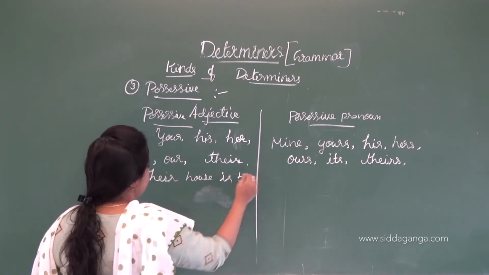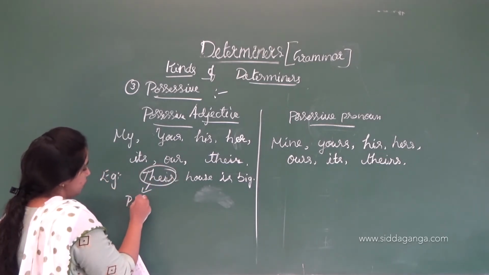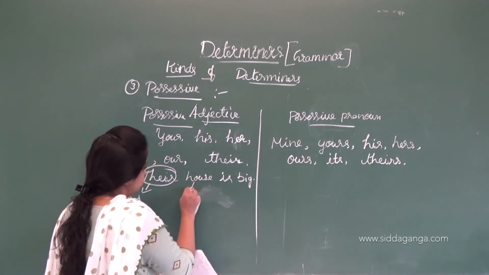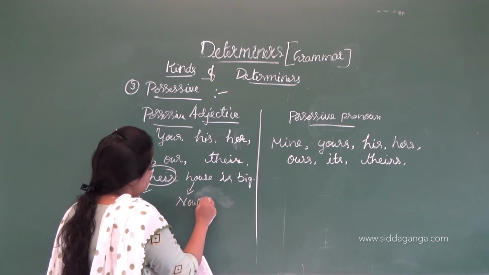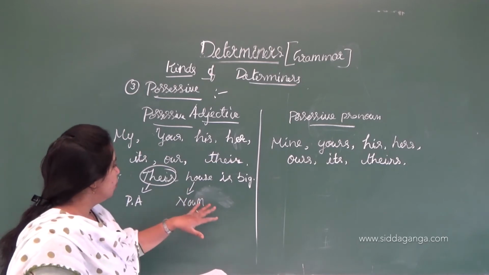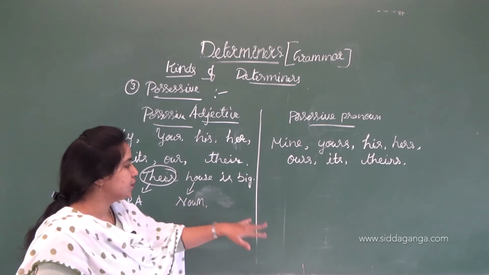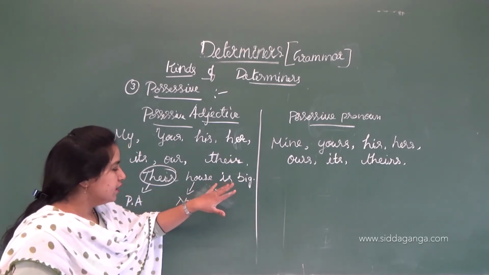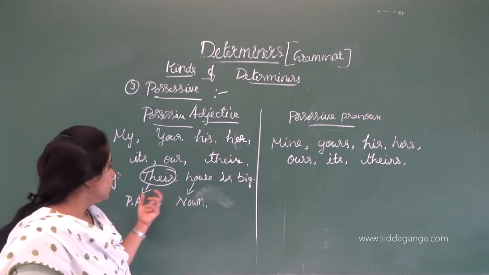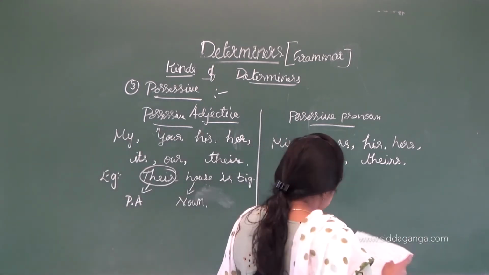Their house is big. So there, "their" is a possessive adjective. Possessive adjective, house. So which is the noun? It says it's big. The house which belongs to them, it is big. So you can use this: their house is big. House says about the ownership of a person, the people. So their house is big. Let's see the next one.